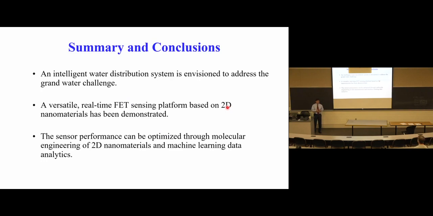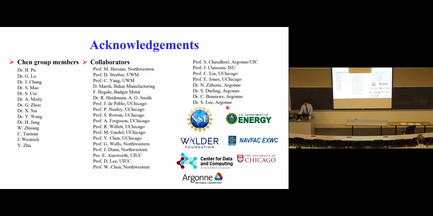So to summarize, I showed you there's a great opportunity to engineer this type of sensors towards intelligent water systems, and this field effect transistor-based platform, by leveraging 2D nanomaterials, can really enable high sensing performance that can contribute to that vision. And also the sensing performance can be molecularly engineered, right? So in terms of the channel material, the functional groups, the passivation layers, et cetera. So that's the message I can tell you at this point.